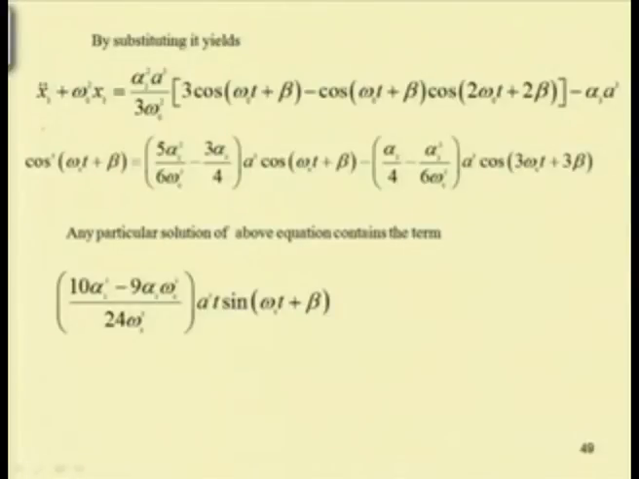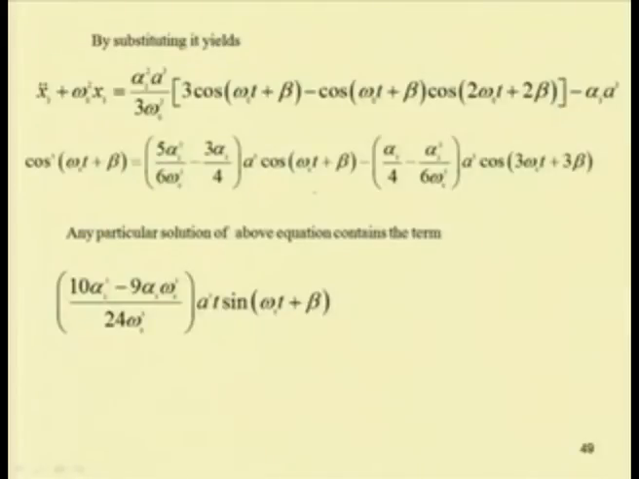in this form: x 3 double dot plus omega 0 square x 3 equal to alpha 2 square a cube by 3 omega 0 square into cos 3 cos omega 0 t plus beta minus cos omega 0 t plus beta into cos 2 omega 0 t plus 2 beta, minus alpha 3 a cube cos cube omega 0 t plus beta, so these terms.